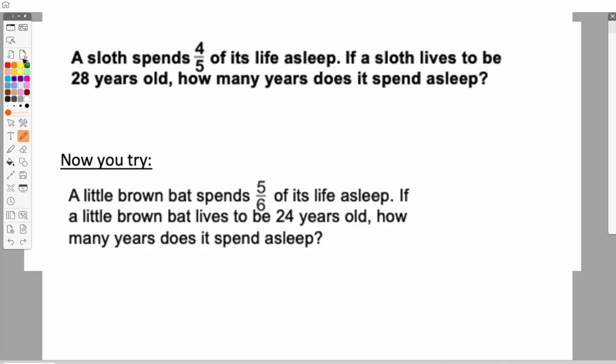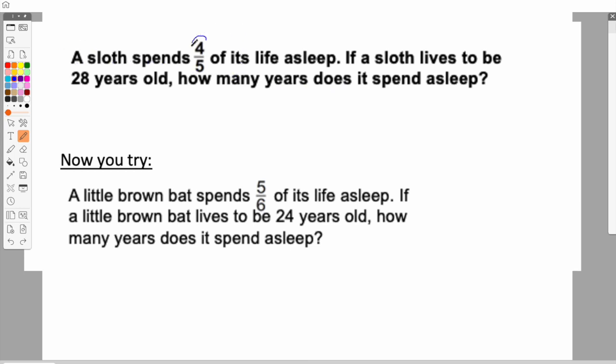Ooh, everybody's favorite word problems. The sloth spends 4/5 of its life asleep. Now, I'm all for that. Lots and lots of rest. If the sloth lives to be 28 years old, my goodness, how many years does it spend asleep? So we can set this same problem up. We've got our fraction. We've got our whole number.